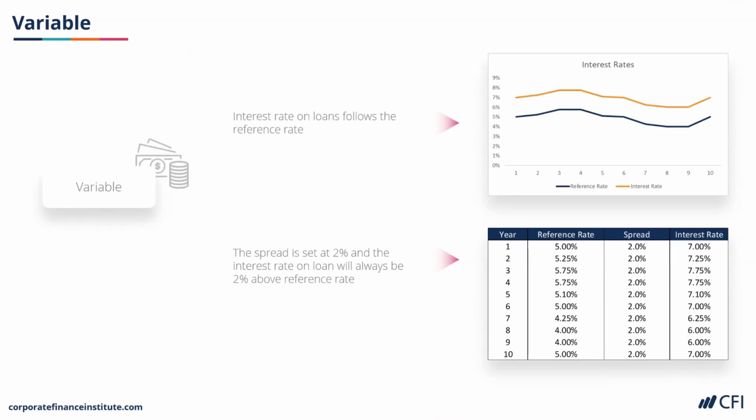Now let's look at an example of a variable rate loan. You can see in the chart on the top right that the interest rate on the loan follows the reference rate. And you'll notice that the difference between the two lines is the same over time. By looking at the table below, you'll see that the difference between the two lines is called the spread, and that is set in this example at exactly 2%. So when the underlying reference rate is 5%, the interest rate on the loan is 7%. When the underlying reference rate is 5.75%, the interest rate on the loan is 7.75%.